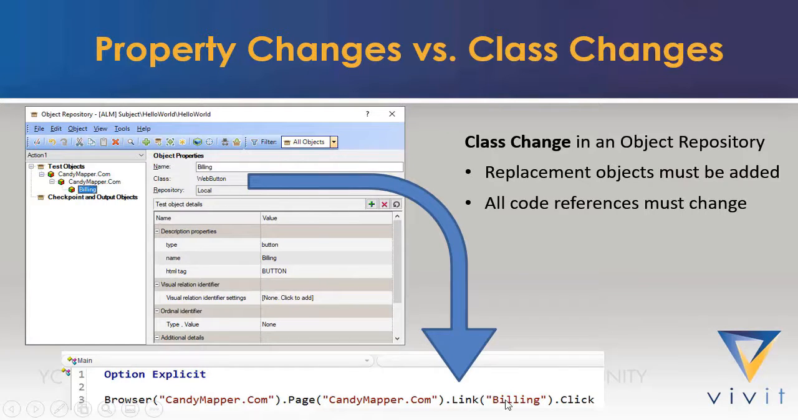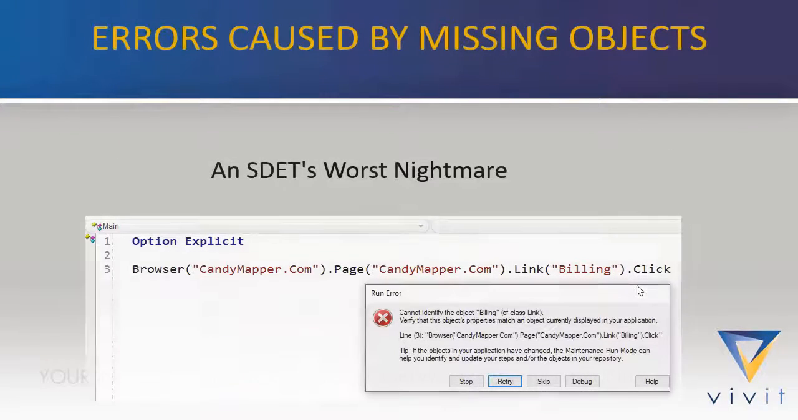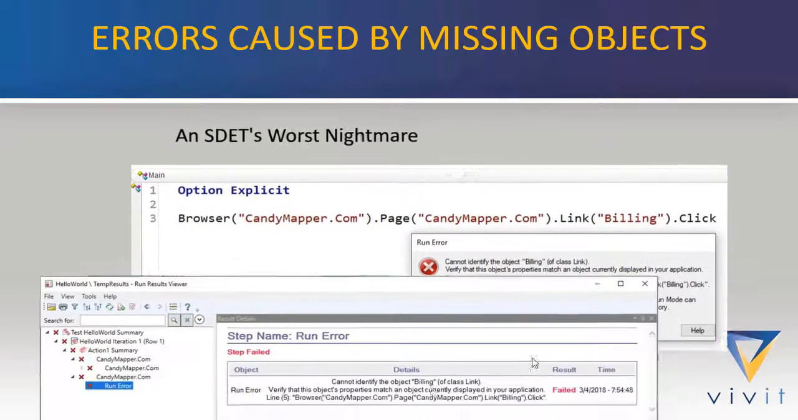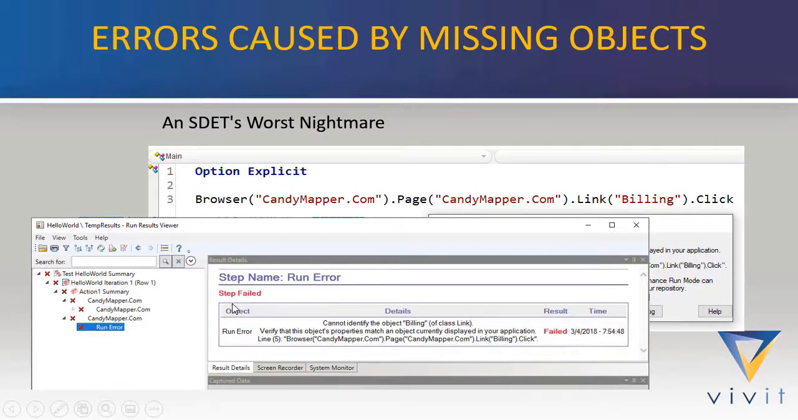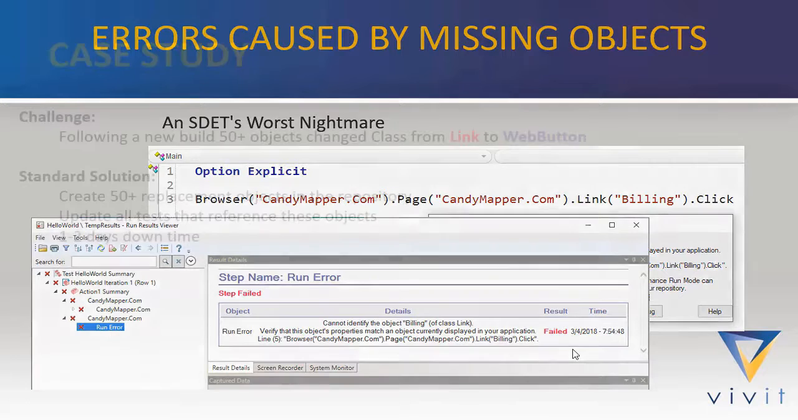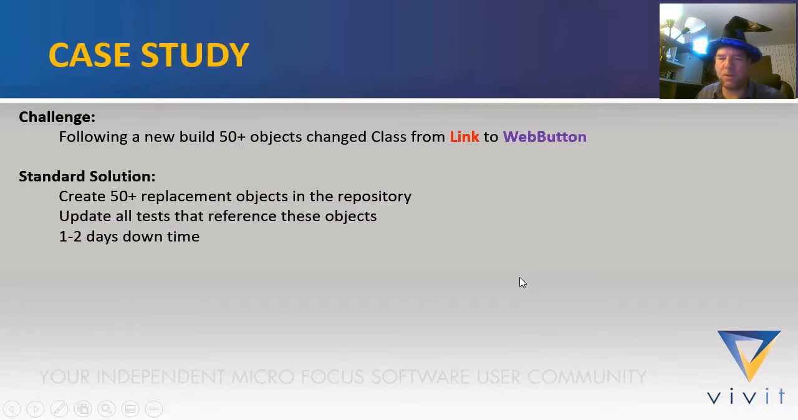It does become a problem if you happen to have your class change. So if the web button becomes a class which is now a link, well, you have to replace all of the objects that are referenced in there that have changed. Plus, you have to change every code reference that used to say web button and now is a link. And well, let's talk a little bit about how much of a nightmare that could be. You get all these different errors, cannot identify the object, and no test case works, and you get these run errors inside here and steps failing. It's just horrible to look at.